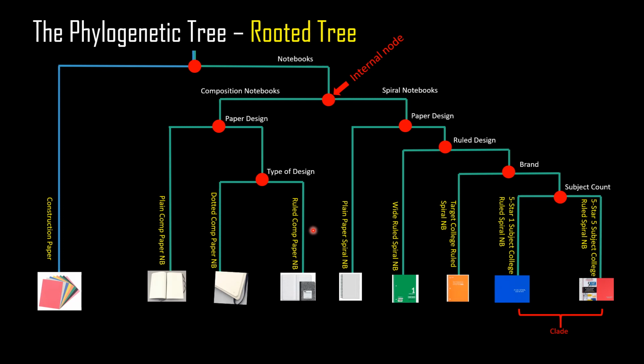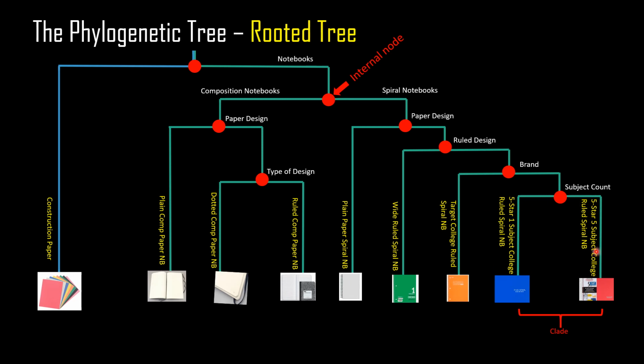If we go to our spiral notebook side, we see that it divides into plain paper spiral notebooks and ruled or lined spiral notebooks. The ruled spiral notebooks further divide into wide ruled and college ruled. And the college ruled spiral notebooks further divide into different brands, so our Target brand college ruled spiral notebooks and our 5-star brand college ruled spiral notebooks.